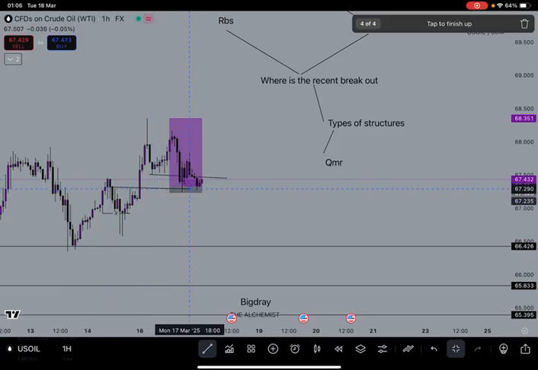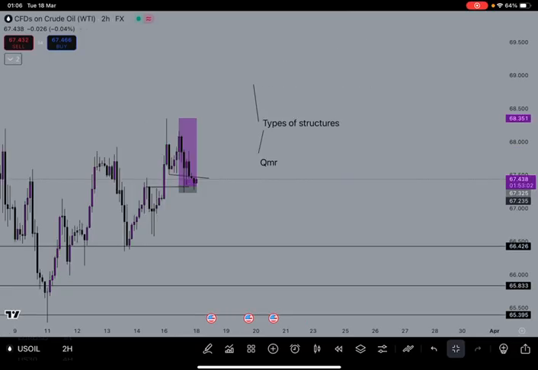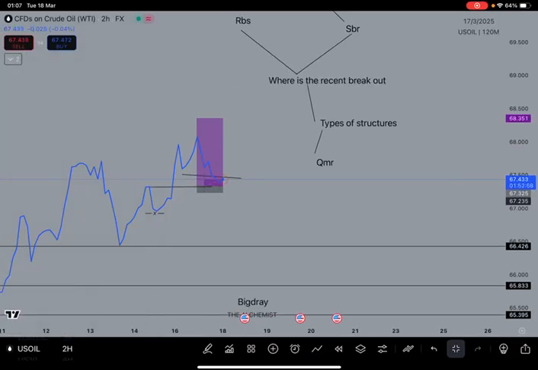This is an RBS. Resistance became support. If you go to 2 hours, you will see it very well. Can you see? Can you see that it's the resistance? You can see I bought from resistance. You can see now. It's very simple.